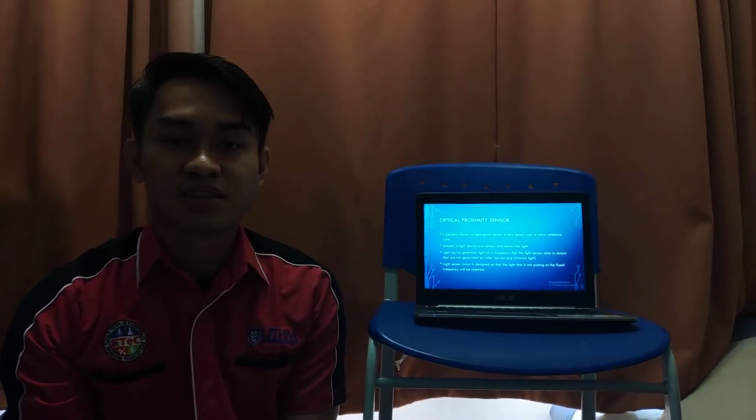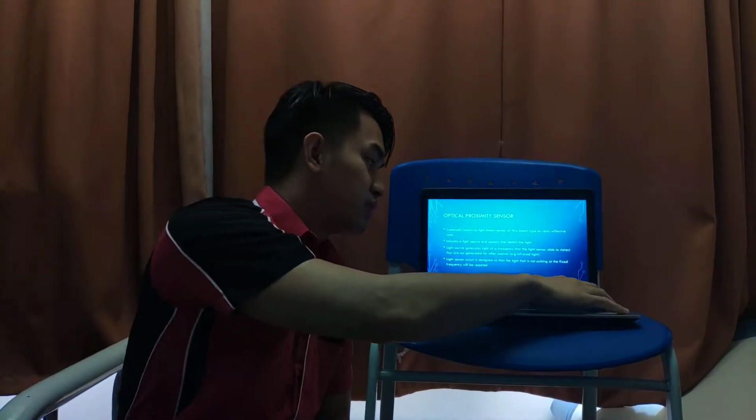The light sensor circuit is designed so that light that is not pulsing at the fixed frequency will be rejected. The light sensor is typically a semiconductor device such as a photodiode that generates a small current when light energy strikes, or a phototransistor or photodarlington that allows current flow when the light strikes. The control circuit is used to control the output circuit at a certain level.